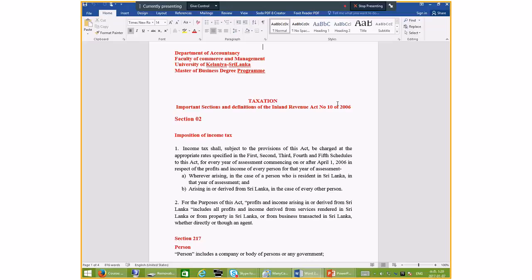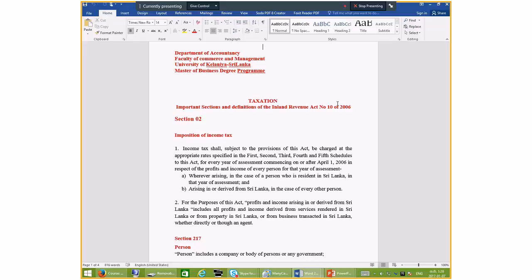The imposition of income tax is a very important section of the Inland Revenue Act. Not only in the Inland Revenue Act, but even in the Turnover Tax, the National Building Tax Act, and the Value Added Tax Act, the imposition section is very important. Again, today also I am going to highlight the imposition of income tax.